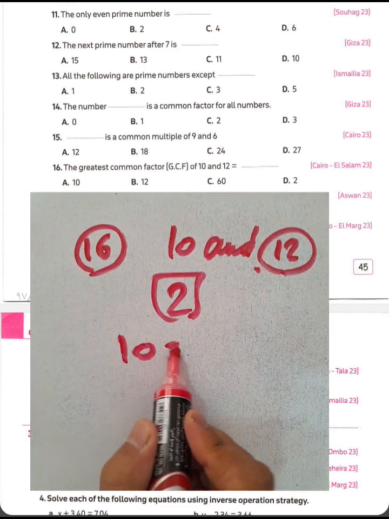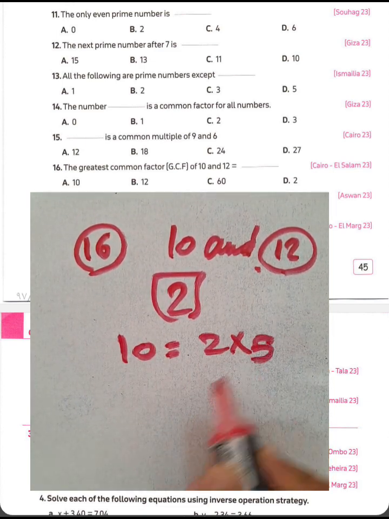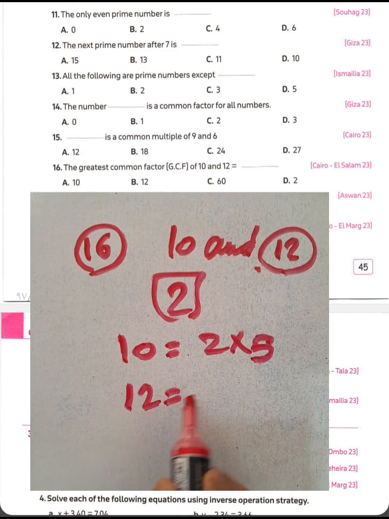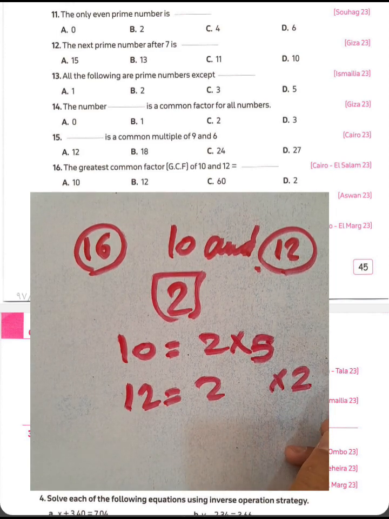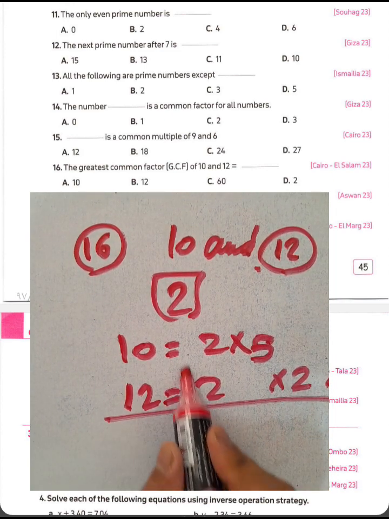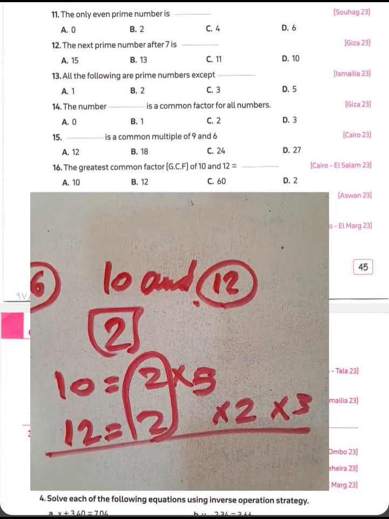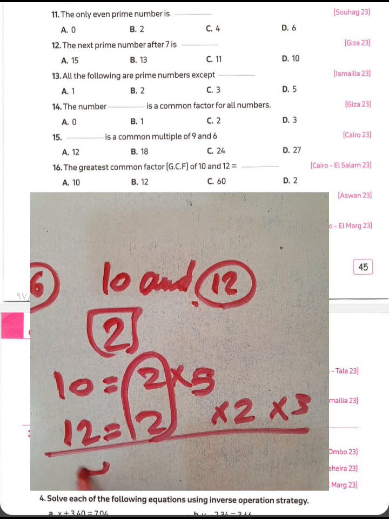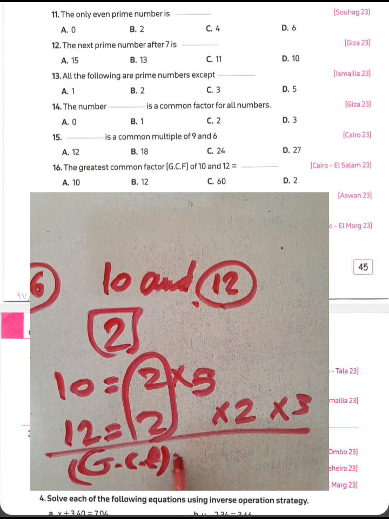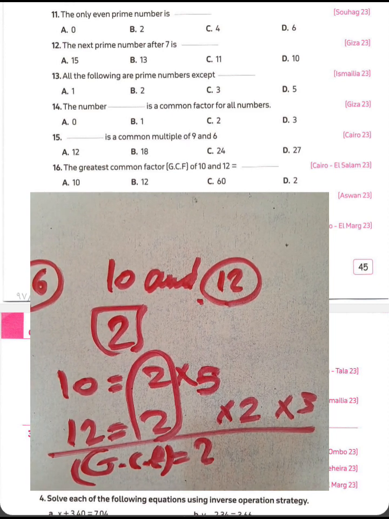Why? Because 10 equals 2 multiplied by 5 and 12 equals 2 times 3. And then 2 here is the common number between 10 and 12. The greatest common factor will be what? 2. It's the similar digit here. Okay, choose letter D.